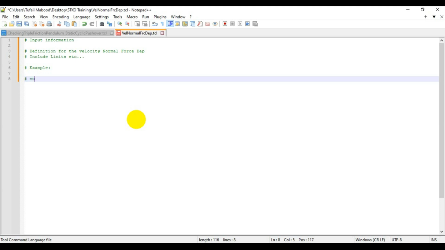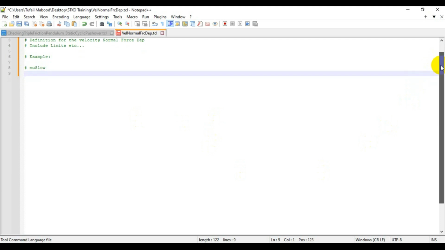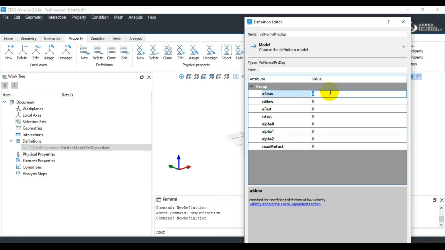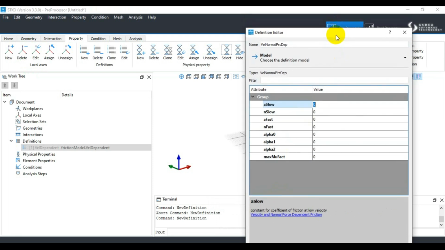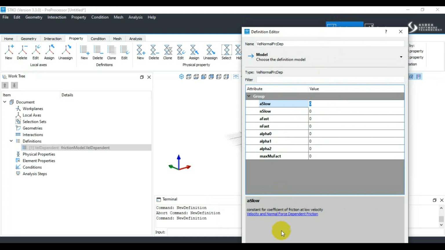So the first thing that you need to define is the friction model, right? And we discussed this here as well. I am very careful about putting comments to make it more user friendly here. So let's look at here. This is a slow, right? And constant for coefficient of friction at low velocity, right? And we have this alpha 0 and linear rate parameter. Similarly, we have this alpha 2 and maximum friction, right?